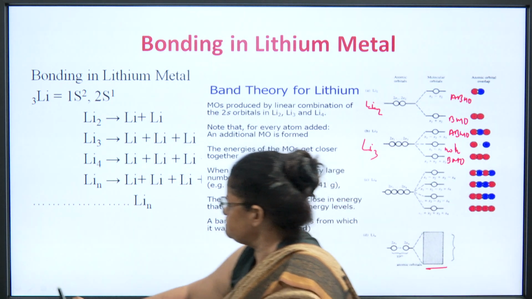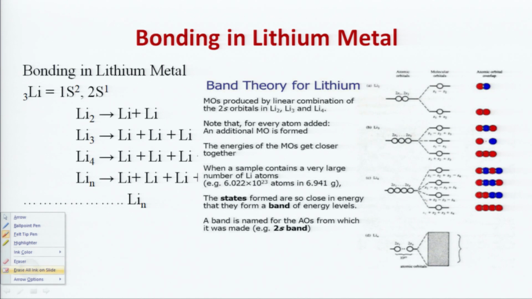so this, the middle one is known as the non-bonding MO. Okay, this is ABMO and this is BMO, and in between is the non-bonding MO.